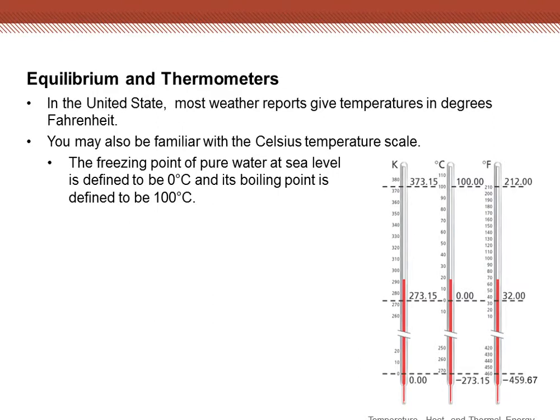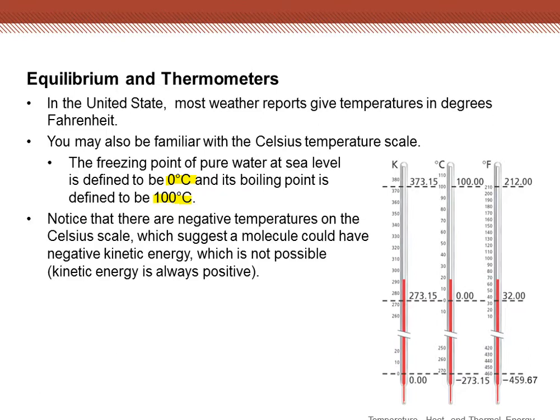The freezing point of water at sea level is defined to be 0 degrees Celsius, and the boiling point is defined to be 100 degrees Celsius. So Celsius is based off of water. And so at 0, we freeze. At 100, we boil. And if you notice, there are negative temperatures on the Celsius scale, which suggests a molecule could have negative kinetic energy, which is not possible because we know kinetic energy is always positive.